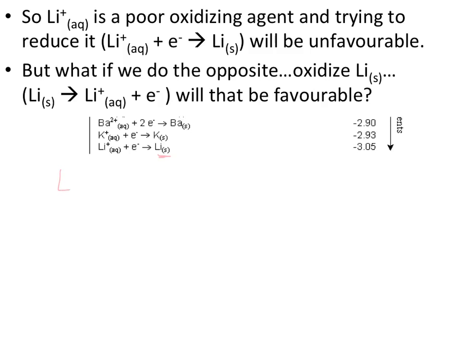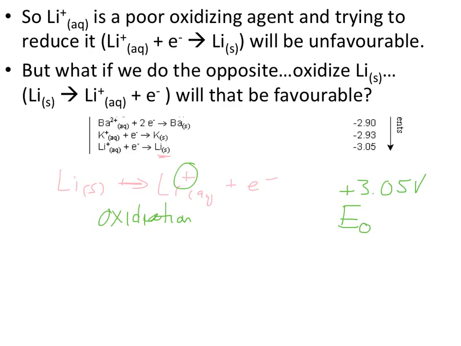So if we oxidize, that means we're taking a solid and we're causing it to lose its electrons. Okay, Li is going to form a 1+ ion because it's in group number 1, so it's going to lose 1 electron. So will this be favorable? Well, like we did in Hess's law in thermochemistry, whenever we flip the equation, we also flip the sign. So in this case, this will be positive 3.05. And again, this is in volts. Now, because we have an oxidation reaction, this is our standard oxidation potential.